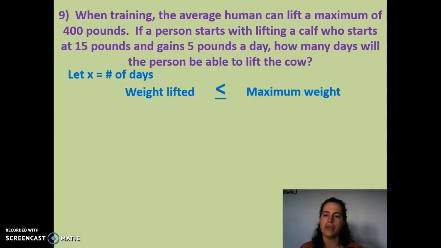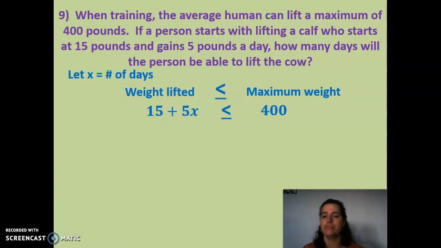Well, let's think about the weight that we're lifting. How much is it? It started out at 15 pounds, but then it's going to gain 5 pounds a day, right? So let's let that be 15 plus 5 times x. Now that needs to be less than or equal to the maximum of 400. Okay, so there's your setup. It's not bad. You just got to think through the process there.